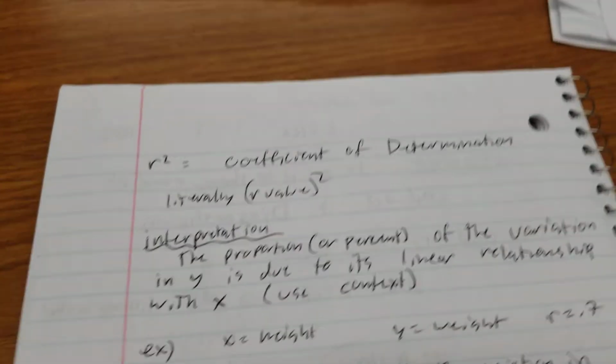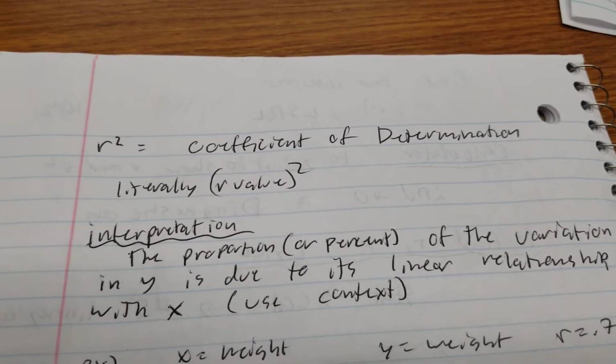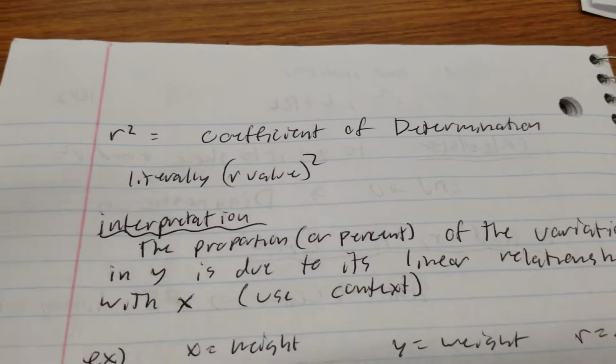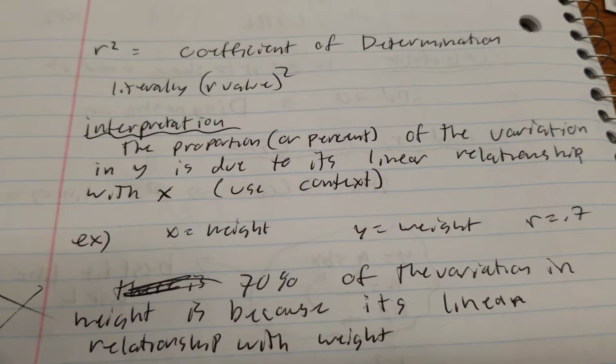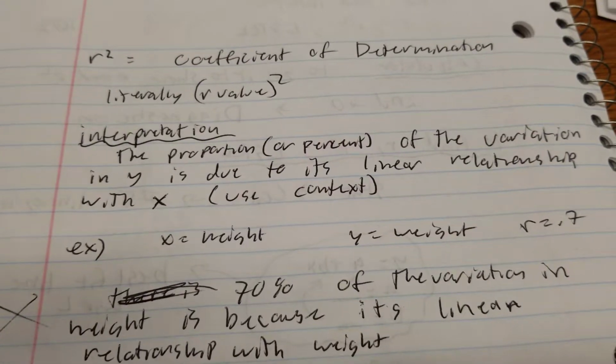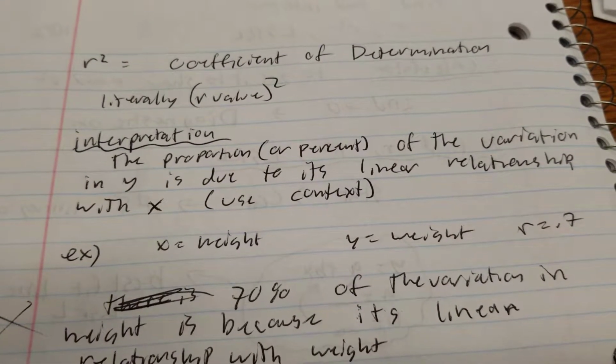R squared is called the coefficient of determination, and it's literally just the R value squared, R value times itself. The interpretation: the proportion or percent of variation in Y is due to its linear relationship with X.